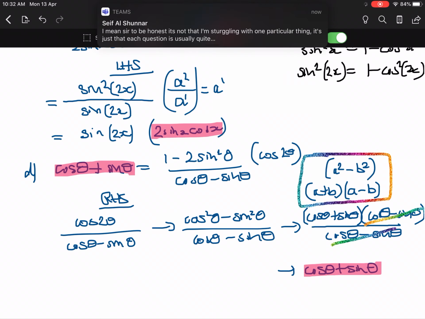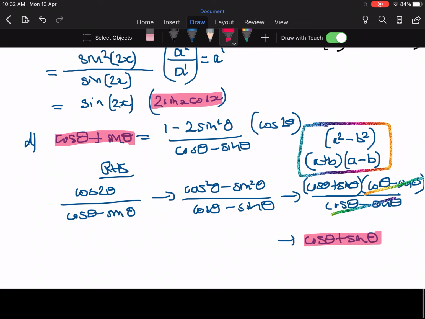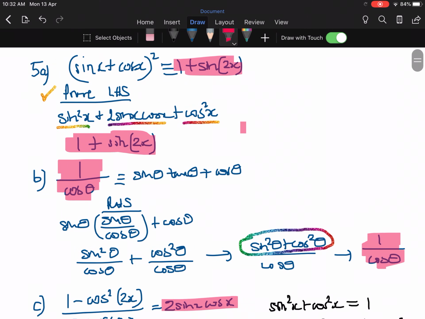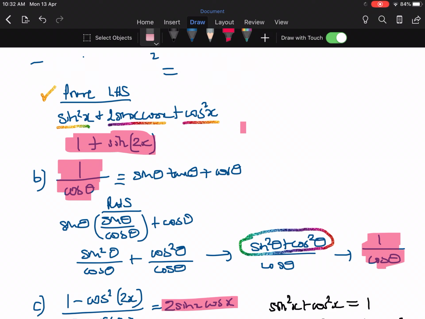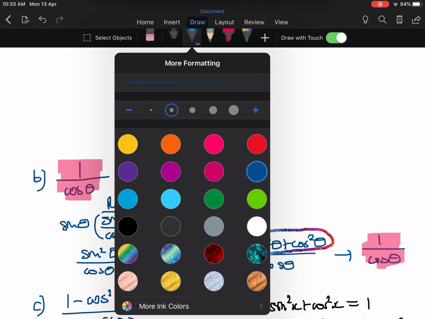Okie doke, now we're on to the last one, which is 5e, and I have no more space, so I'm going to rub out here. So hopefully you've written that down. It's a video anyway, so all good. Rub that out. Let's see if I've got enough space. I'll choose a different colour as well. I'm bored of blue.